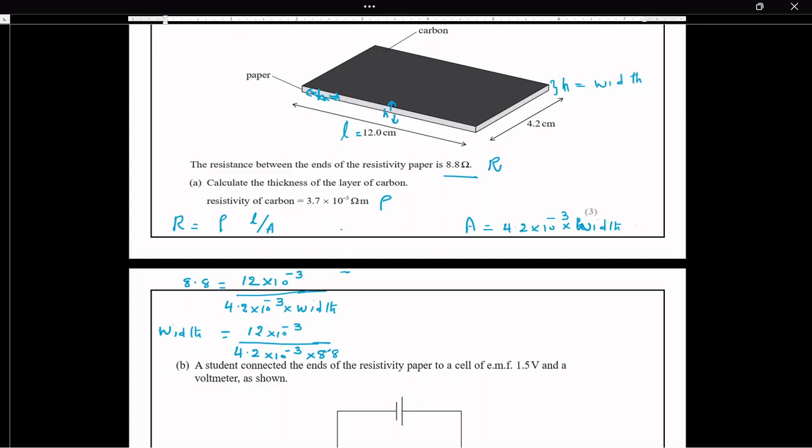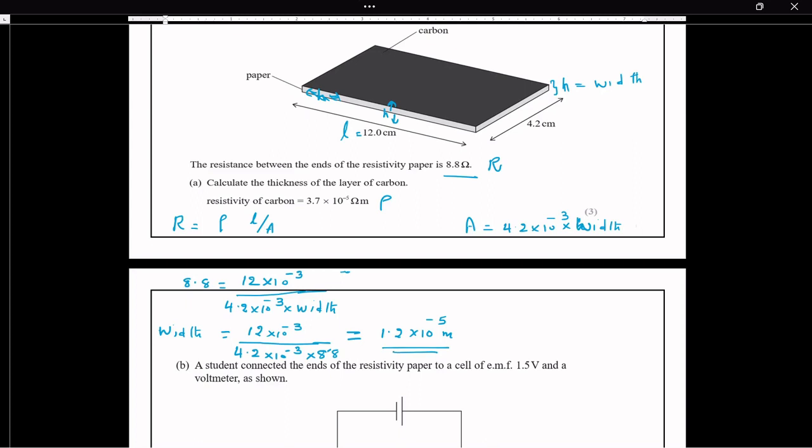Width, or this is the height we are getting. So on calculation, it is giving me an answer of 1.2 times 10 to the power of negative 5 meters. This is the width I'm getting.